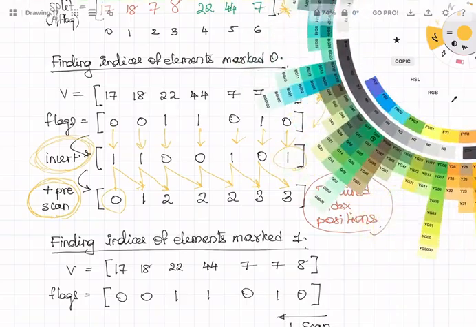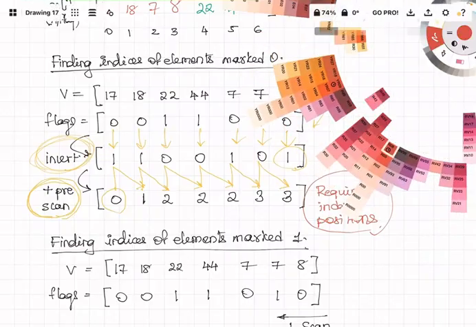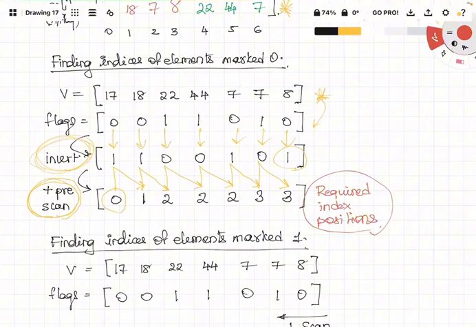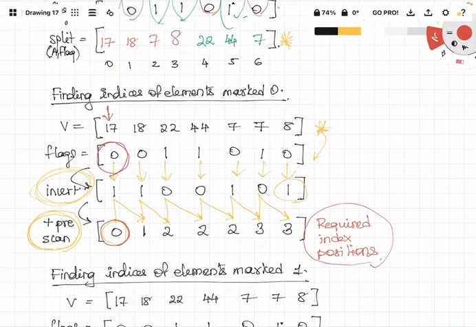So let me use the orange color, for instance, and let me circle the flag with the corresponding index. The flag that was marked with a 0 here got an index of 0, which means the element 17 that I've marked with the downward arrow here is going to be moved into the 0th position, as you can see from the answer that I generated above for us.